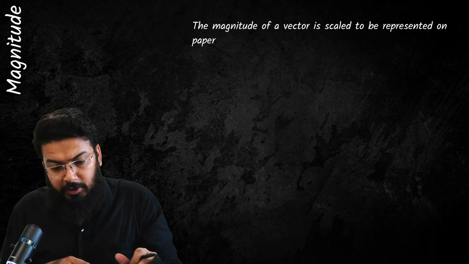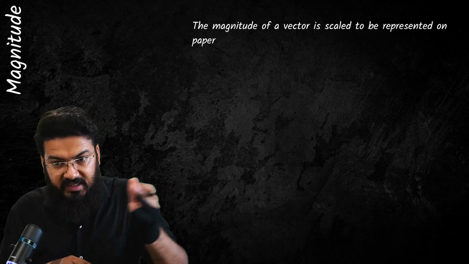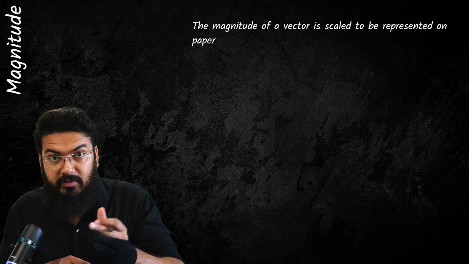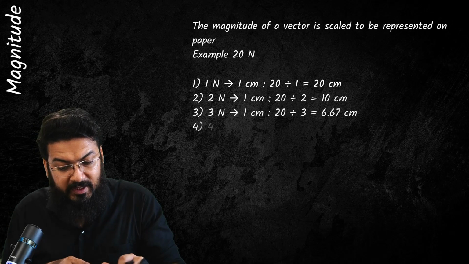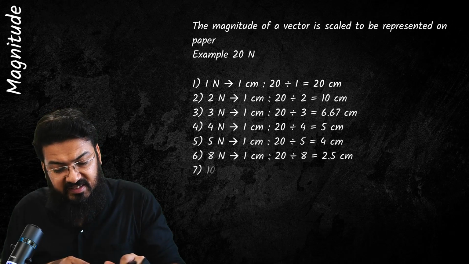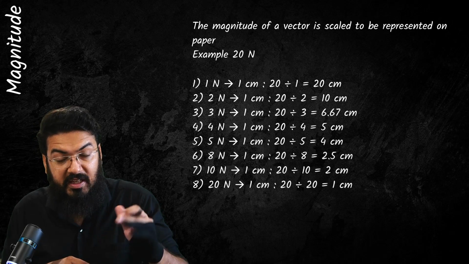So in this video we are going to learn how to scale vectors. The very first thing that you need to do before you start adding vectors is to scale them. Now the idea is very simple. You scale a vector by drawing or by determining what the length of that vector is going to be on paper. So let's say for example you have a 20 Newton vector and you can see that you have tons of scales that you can choose.